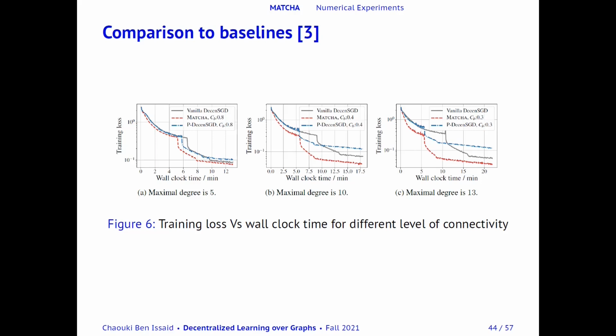To sum up, we can clearly see that MATCHA takes less and less time to achieve a training loss of 0.1 compared to the other baselines, vanilla decentralized SGD and periodic decentralized SGD.